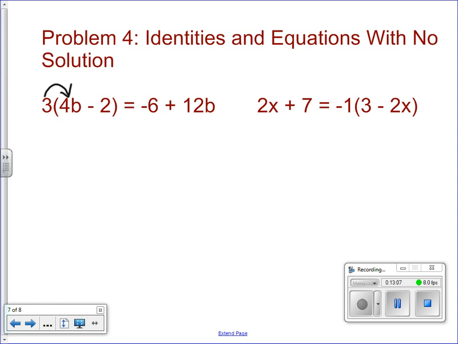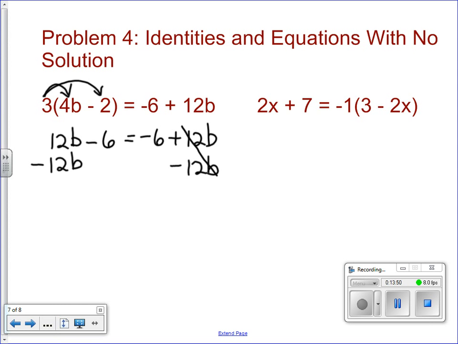I've got to get rid of parentheses, so I'm going to distribute. 3 times 4b is 12b minus 3 times 2 is 6. On the right-hand side, I'm simply going to bring down what was written, negative 6 plus 12b. Now, the next step should be to get our variable on one side of the equation. And I can look at this already and see I'm going to have a problem, because to get rid of plus 12b on either side, I'm going to have to subtract 12b.